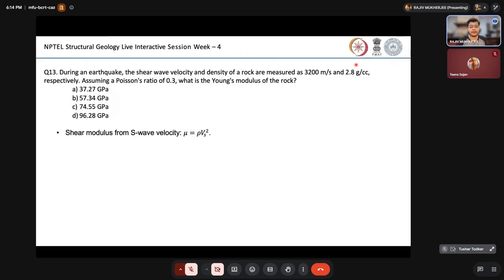So go ahead and do this numerical and let me know what answer you're getting for the rigidity modulus, and then we will proceed with calculating the elastic modulus. So you have all these values. You have the density, you have the velocity, and you can calculate the rigidity modulus. So let me know when you get the value, then we will proceed to the next level.